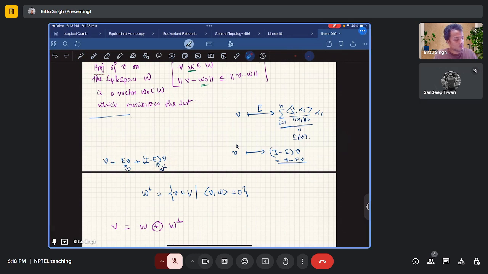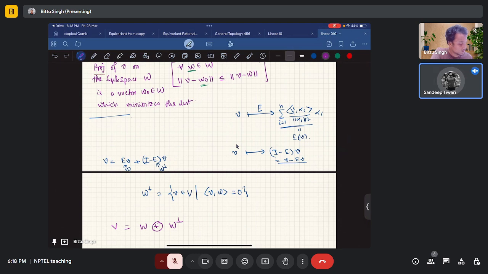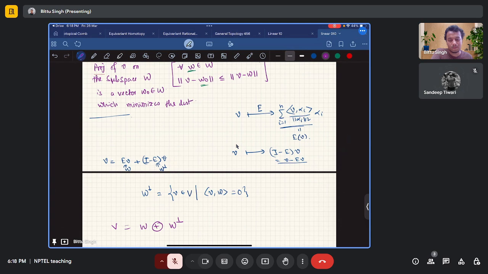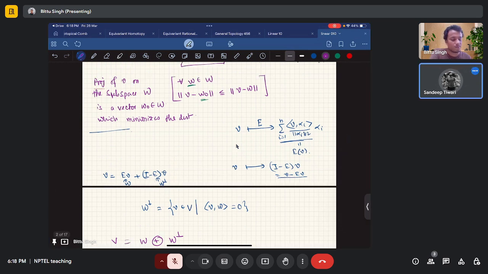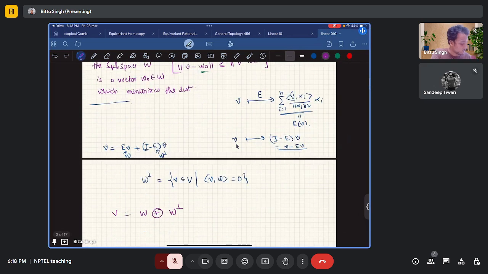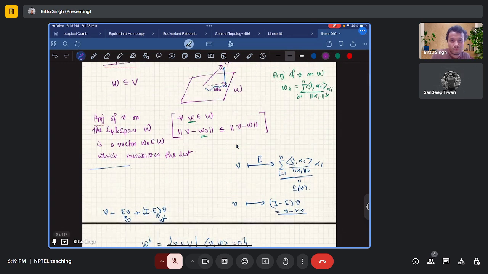You can check all those proofs; they are actually given in Hoffman-Kunze's chapter. W direct sum W perp is always V, given those are finite dimensional subspaces. Otherwise there are some slight issues. This is true only for finite dimensional vector spaces. For infinite dimensional spaces there are some small issues, some closedness or something, so I don't want to discuss that part. Is there any doubt?